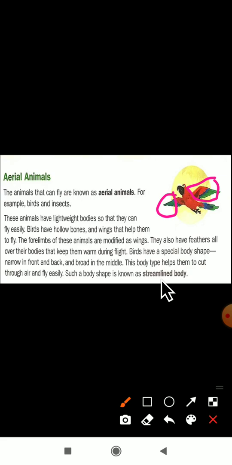Yes, the birds are having a special body shape here. How is it? Narrow in the front and back.